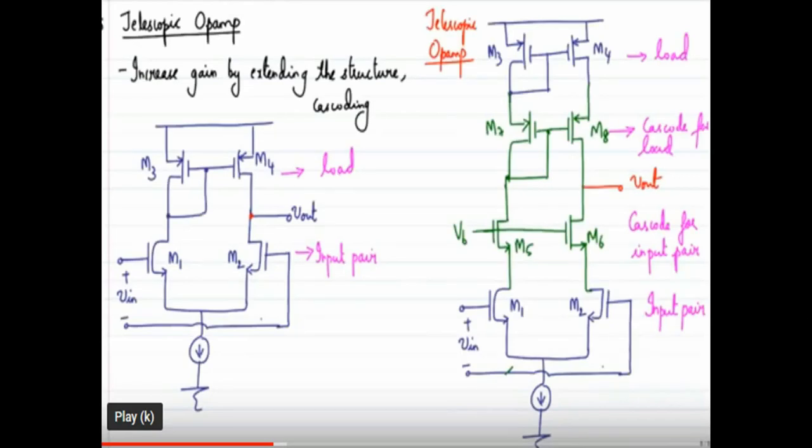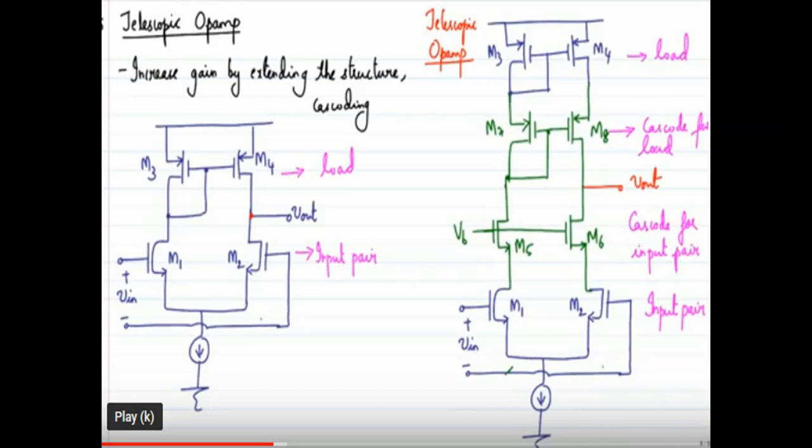Okay. Next, in this second video, we start again with the discussion of one-stage opamp topologies. We already discussed that one-stage opamp topologies are classified into two types: telescopic opamp and folded cascode opamp. Okay, so here we start with the telescopic opamp.